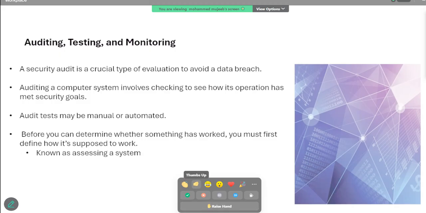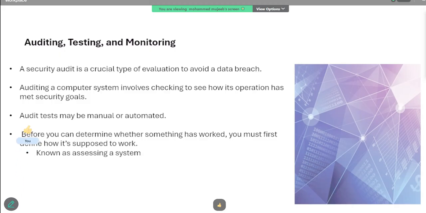Okay, so auditing. I'm not going to read through all of this; you guys can look into it. Auditing a computer system involves checking to see how its operations have met security goals, right? Audit tests may be manual or automated. So the audit will also have their tests. They will do it manually or in an automated way. They have their own tools too, so they will test your systems too. Before you can determine whether something has worked, you must first define how it's supposed to work. So you should also know how it's supposed to work when you're showing and assessing a system.